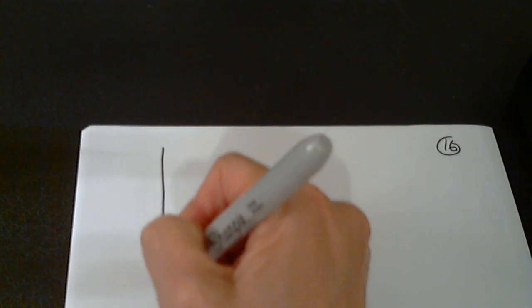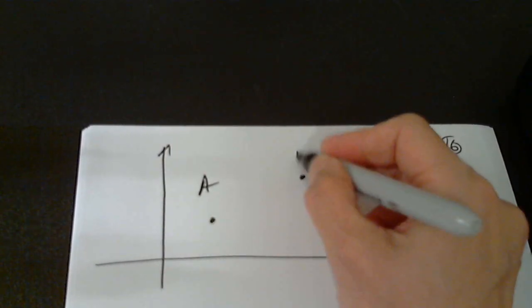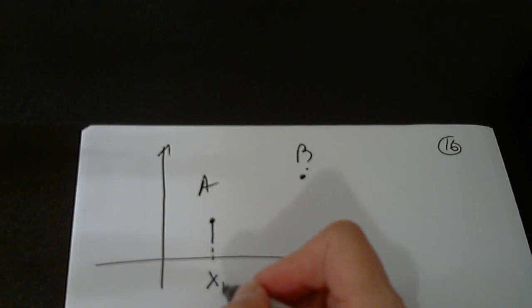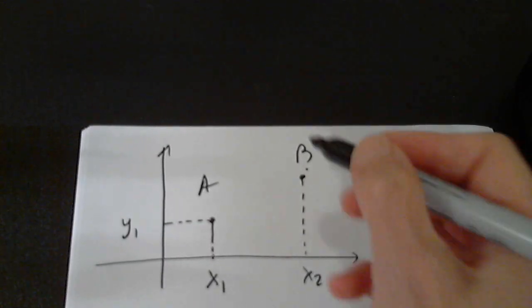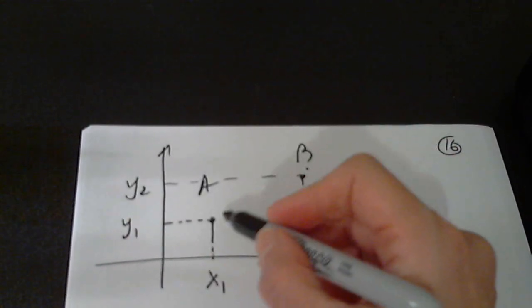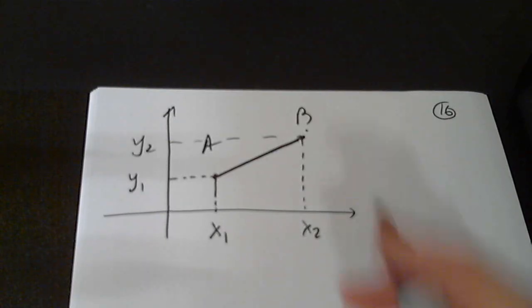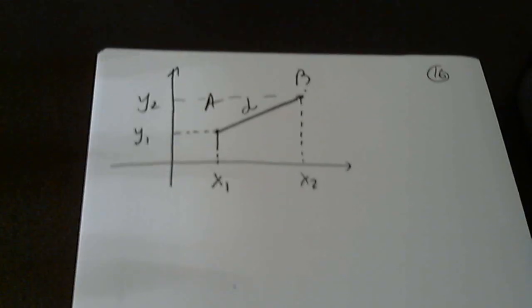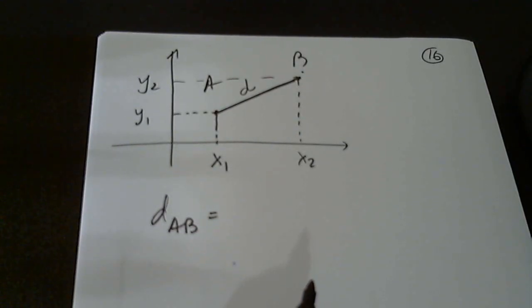The distance between 2 points, that's what it means. Here's a point A, here's a point B. This is x1, this is y1, this is x2, this is y2, and this is the line segment connecting A to B. And this is the distance in question. So the distance of segment AB equals, is what we're trying to determine.